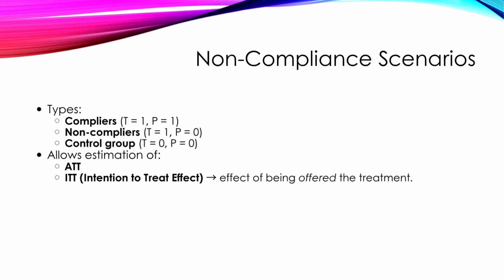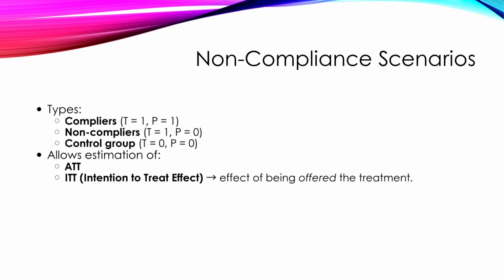Now, what if some people assigned to the treatment choose not to participate? Well, not everyone who's randomly assigned to the treatment group chooses to participate. And so this creates three subgroups. First is the control group, where T is equal to 0, and this provides the estimate of Y0, the baseline outcome without the treatment. And then the second group is the treatment compliers. These are assigned to the treatment and they choose to participate.